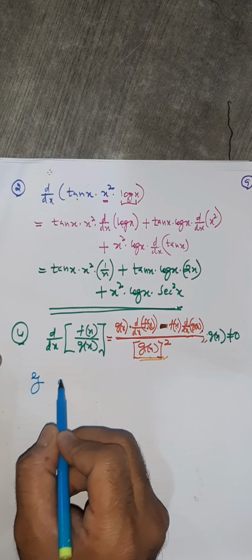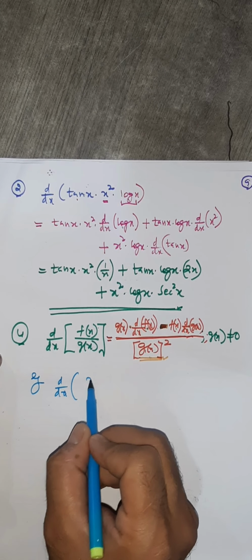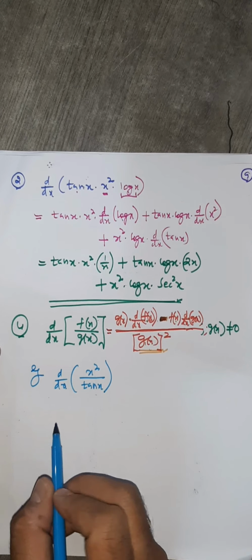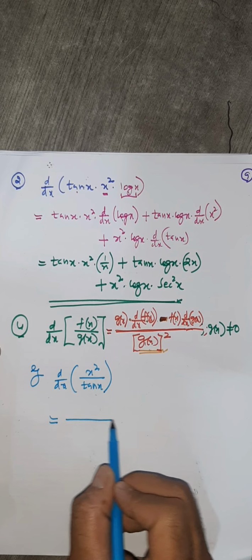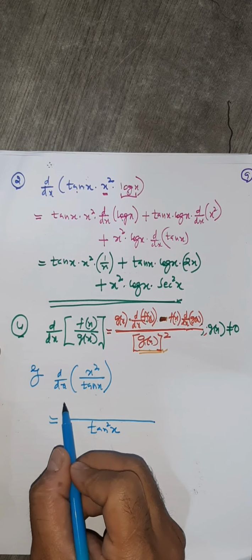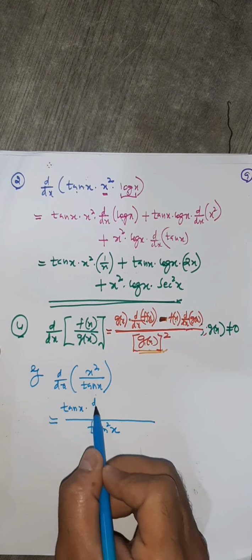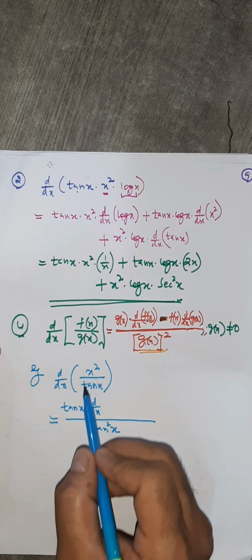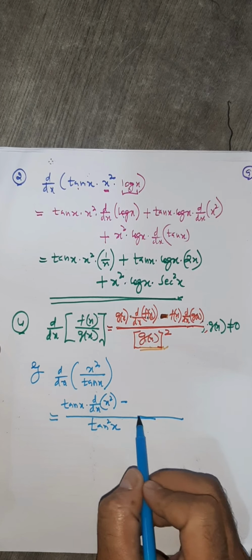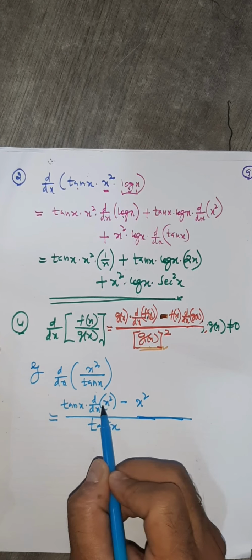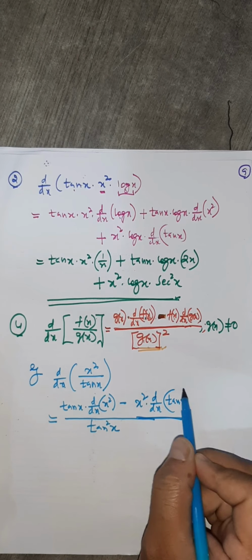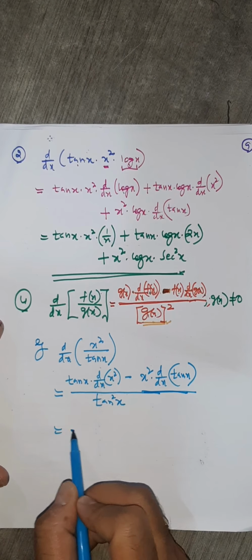You will realize. d by dx of, let's write x squared upon tan x. Division of two functions. So I'll use the division rule. What's the division rule? Square the denominator function, so squaring tan x. Tan x as it is here, d by dx of which function? f(x). f(x) means the numerator function. Minus, now which function as it is? x squared, because here you are going to differentiate x squared. d by dx of which function? tan x. So just do the differentiation.